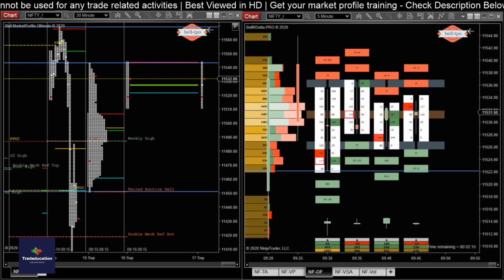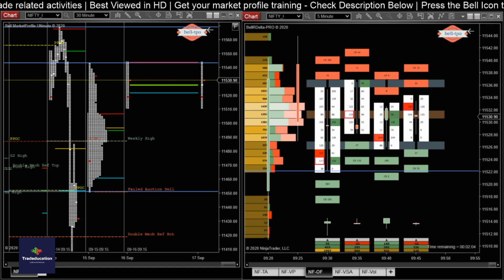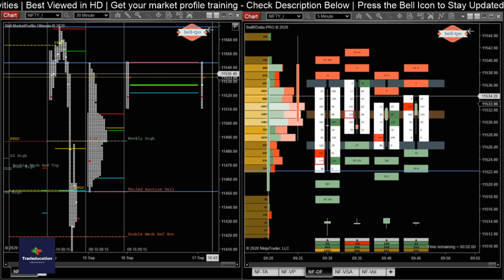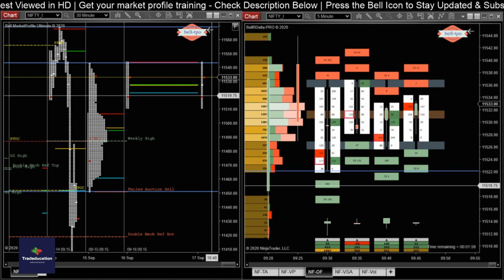So Nitish is sharing a comment that today open not tested, so it's good for long. I don't know, Nitish, to be honest. What do you mean by open not tested?